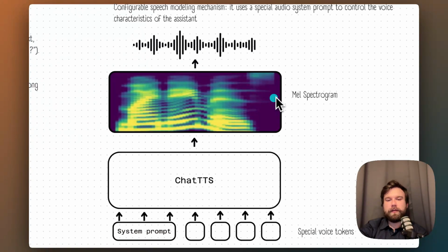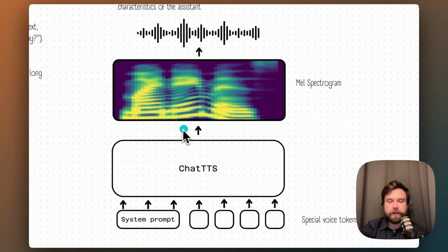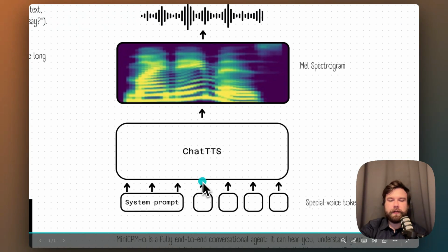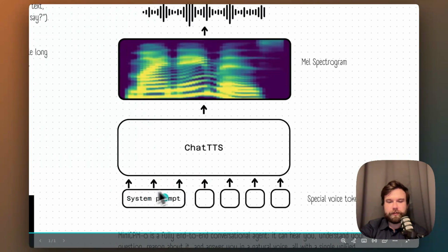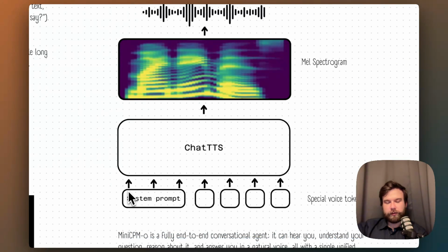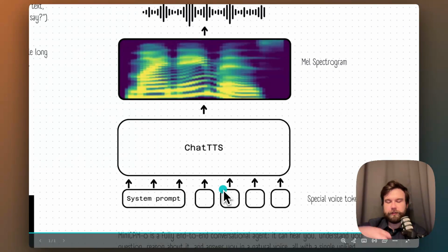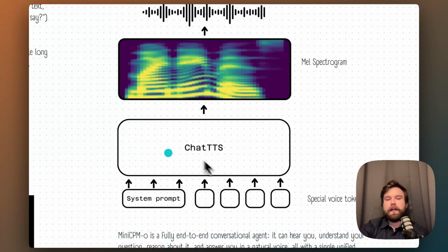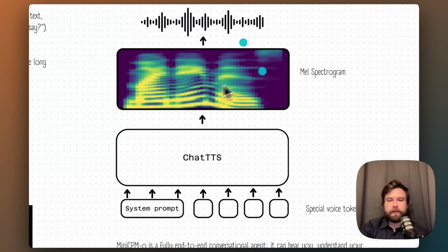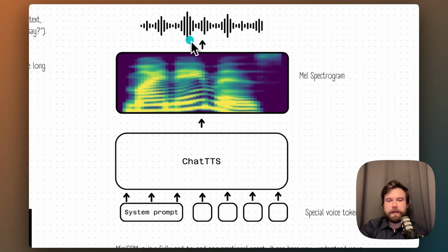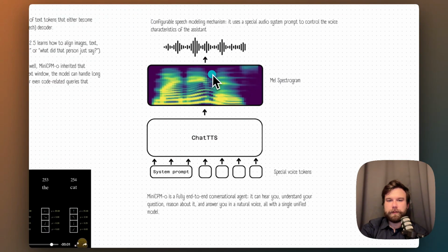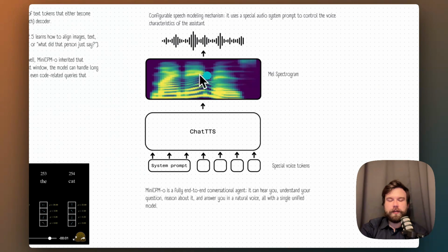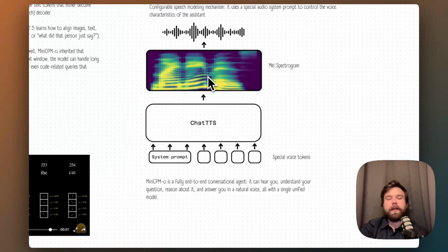So we actually don't have a diagram for this one, but I created a simple diagram showing how it works. We firstly have the system prompt, the system audio prompt, right? That we are able to create to steer the model. And then we have those special voice tokens that are outputted from the LLM, from Qwen. Then we have this model, and it also generates a spectrogram that is then converted to audio. So we are able to generate a representation of the audio, an intermediate representation, and then the audio itself.